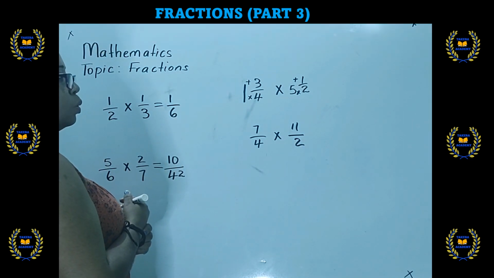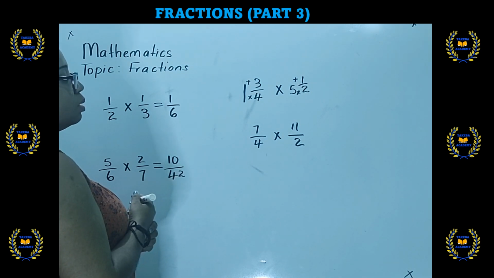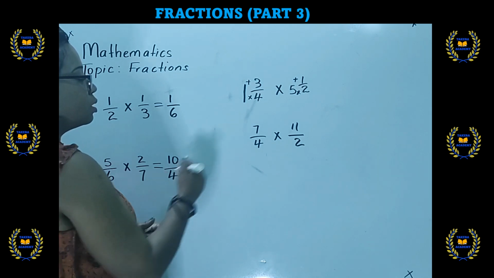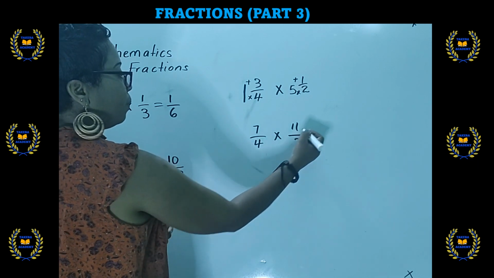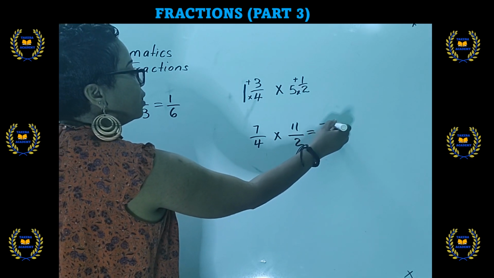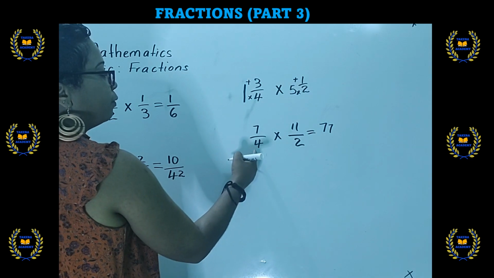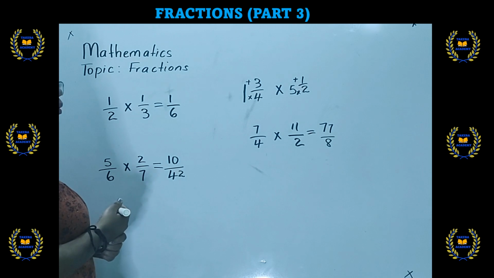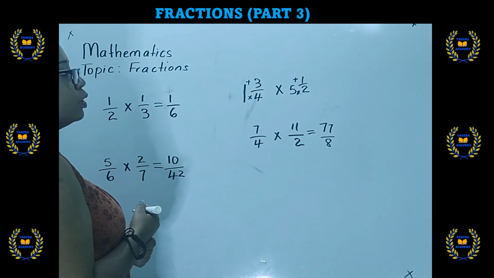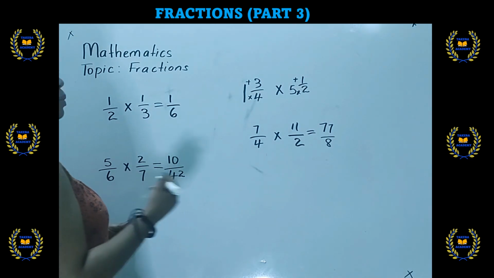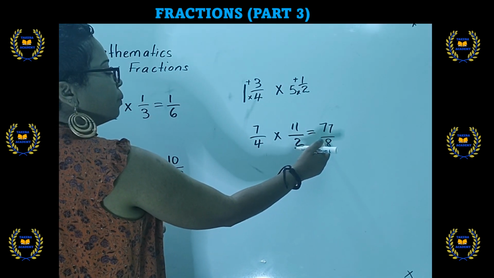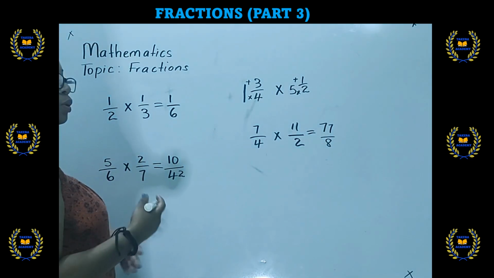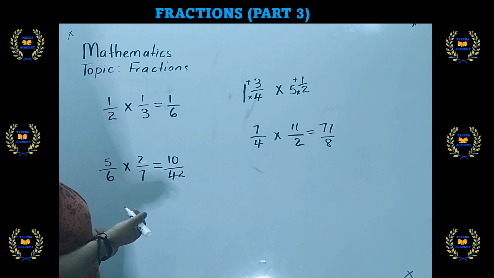And as we said, when we are multiplying fractions, we simply multiply across, meaning we multiply both numerators and then we multiply both denominators. So 7 times 11 is 77, and then 4 times 2 is 8. Of course, like I said, we can simplify, but I'll leave that for another video in terms of how to simplify these. Meaning we're going to change the improper fraction back to a mixed number. Okay?